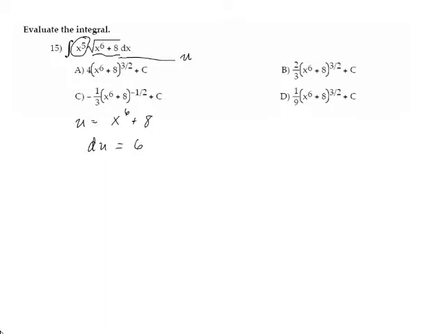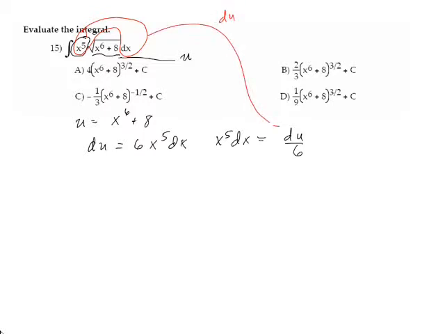then we have du equals 6x to the 5th dx. Consequently, x to the 5th dx is equal to du over 6. Therefore, this portion of the integral is equal to du over 6. And the rest of the integral, we'll just apply the substitution.